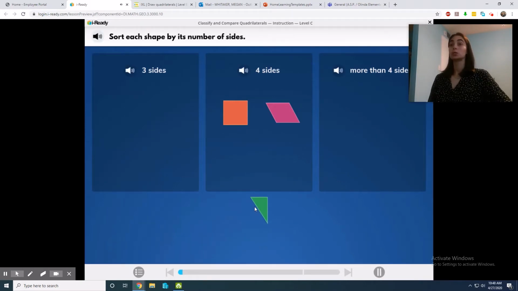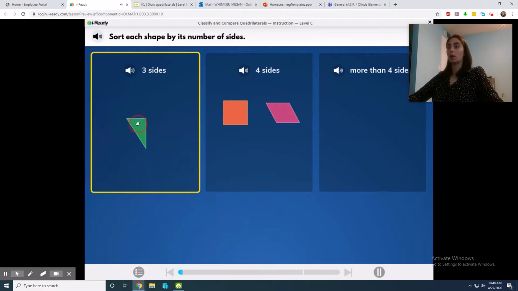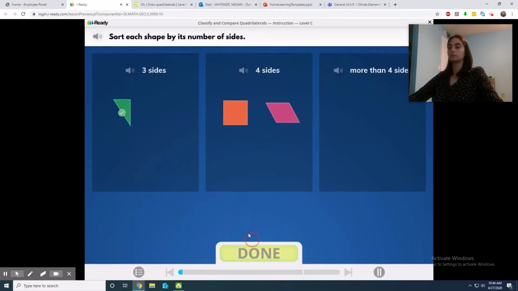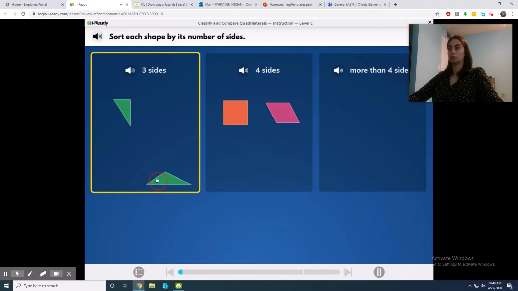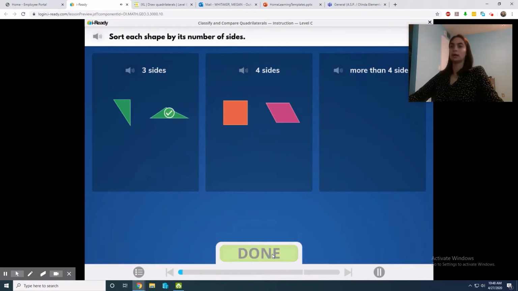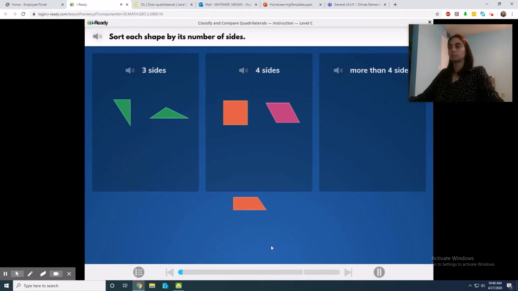This one has 3 sides. We know if it has 3 sides, it's called a triangle. So we're going to put it here in triangle and 3 sides. Another, same thing, triangle, 3 sides. 1, 2, 3, 4. So it's another quadrilateral. It has 4 sides.